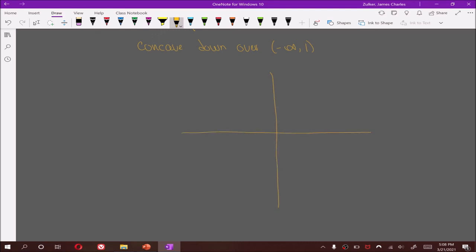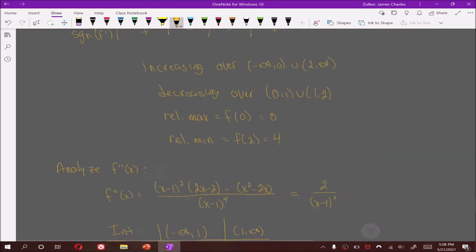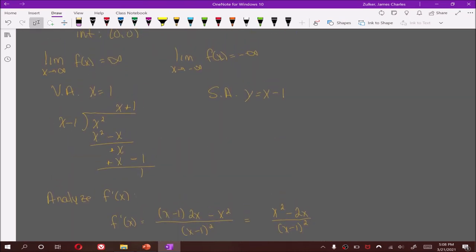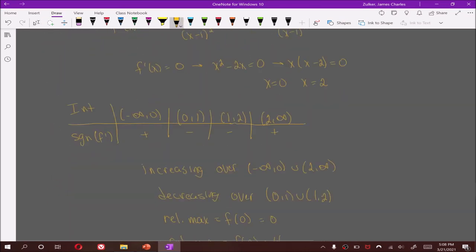Right. First, plot the intercept, which is at 0, 0. Plot the asymptotes. We have a vertical at 1. We have a slant at x minus 1. Or I'm sorry, x plus 1, right? Because I did change that. I don't know if I changed it here. X plus 1.